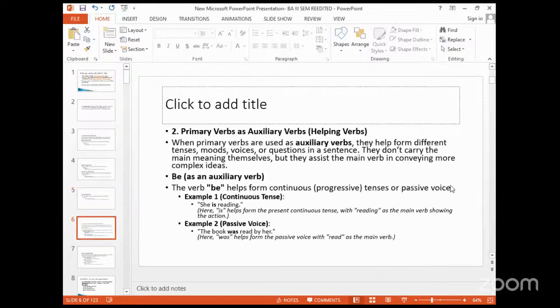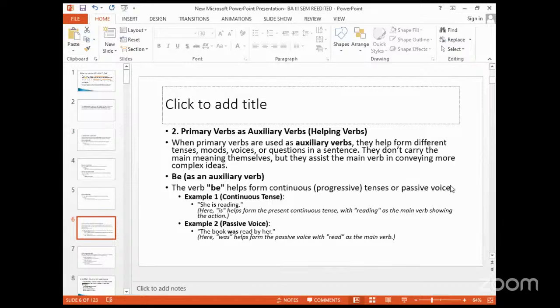Now, coming to the primary verbs as auxiliary verbs, that is helping verbs. So far we've seen it as a main verb. Now we're going to look into it as a helping verb. So when primary verbs are used as an auxiliary verb, they help form different tenses, moods, voices, or questions in a sentence. They don't carry the main meaning themselves, but they assist the main verb in conveying more complex ideas.